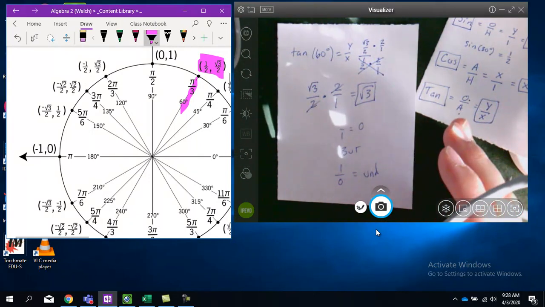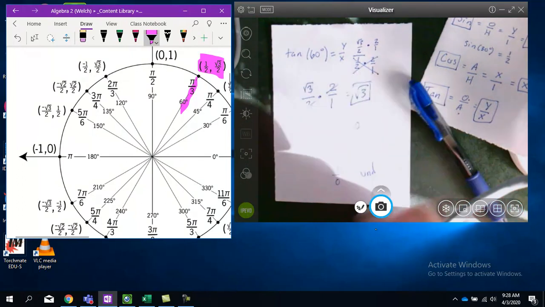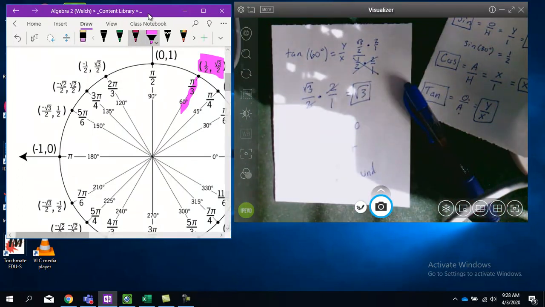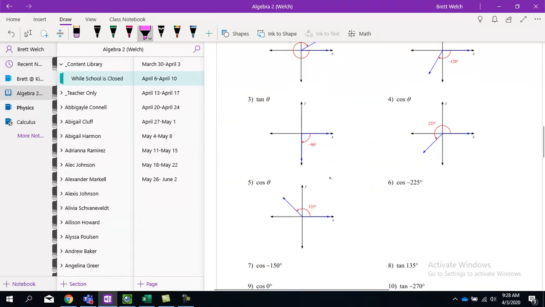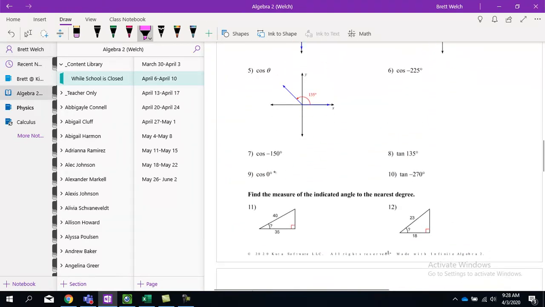But this should be enough to get you through the first 10 questions. You'll notice in the homework, the first 5 have a picture, the next 5 do not. But all the way through question 10, this is still what you're doing.